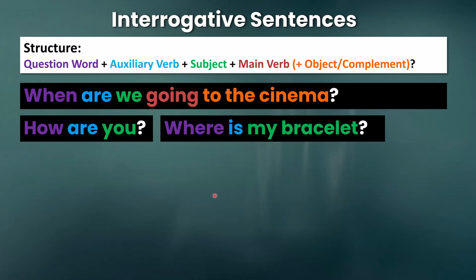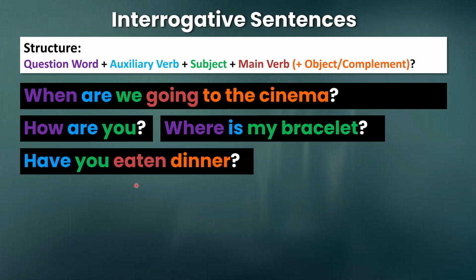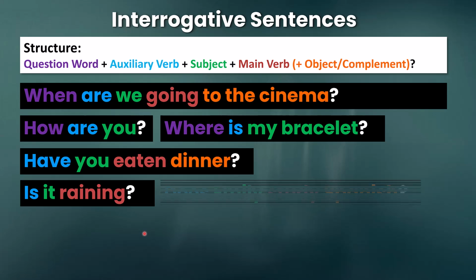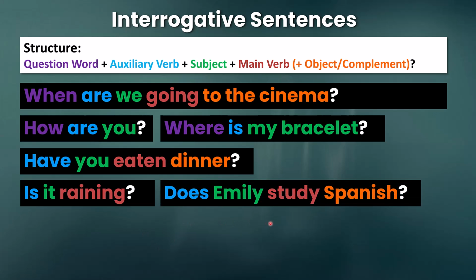Where is my bracelet? Have you eaten dinner? Is it raining? Does Emily study Spanish? In all of these examples, we are seeking information. They are questions. We either want a yes or no response.